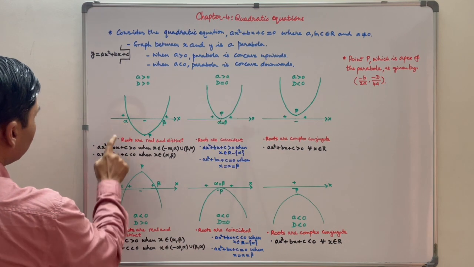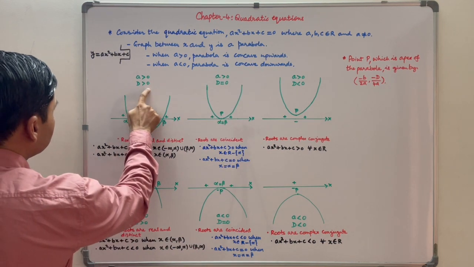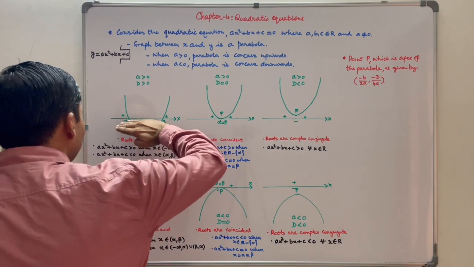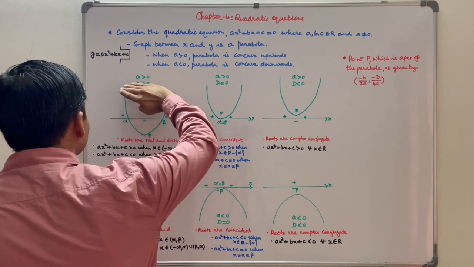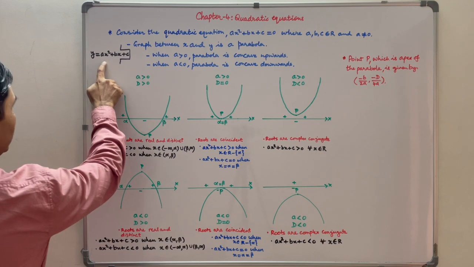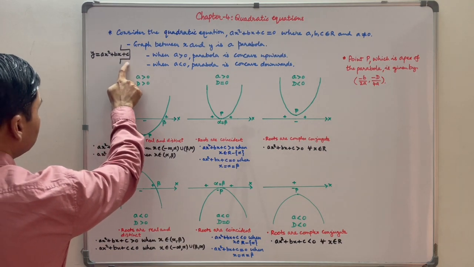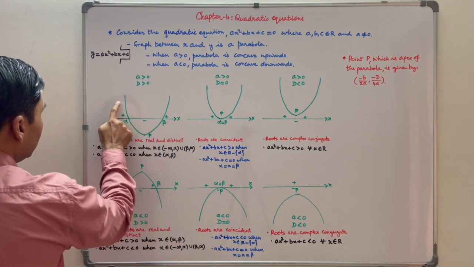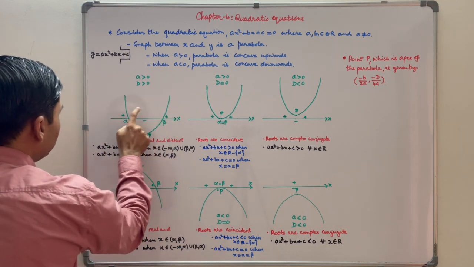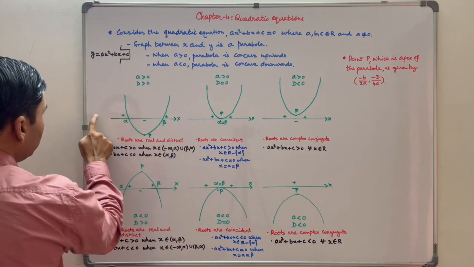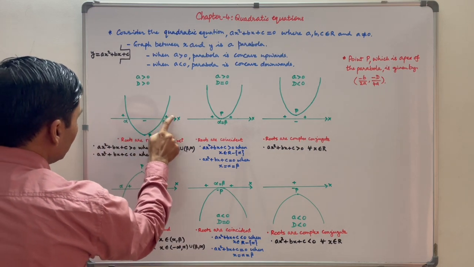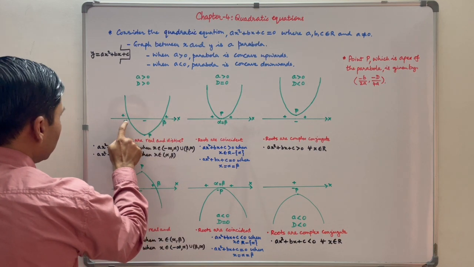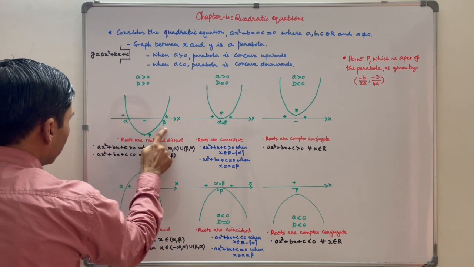In figure 1 and 4, d is greater than 0. That means roots are real and distinct. Above the x-axis, y is positive and y is equal to ax square plus bx plus c. That represents this curve. In figure 1, curve is positive when x lies between minus infinity to alpha and beta to plus infinity. And curve is negative when x lies between alpha to beta.